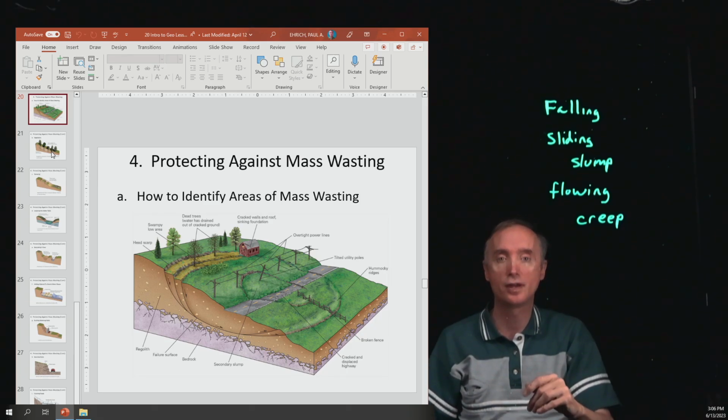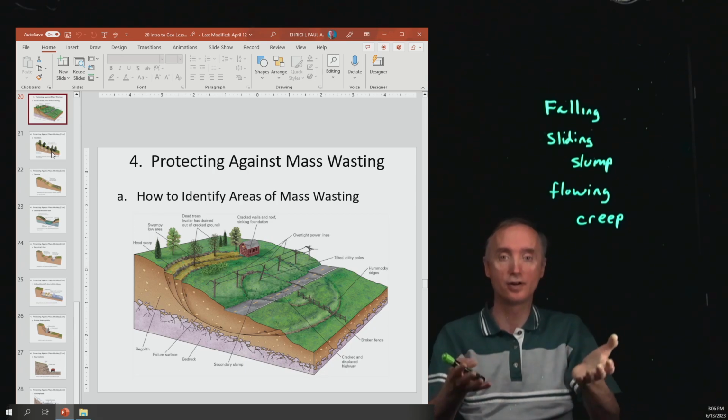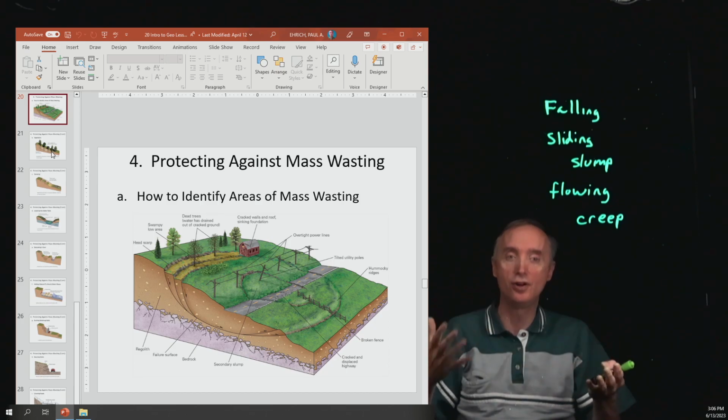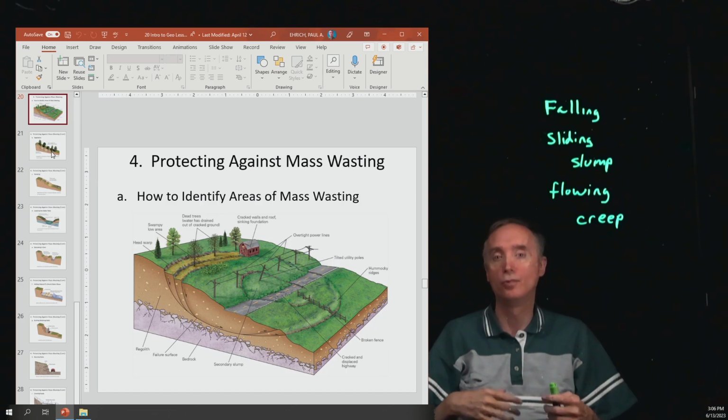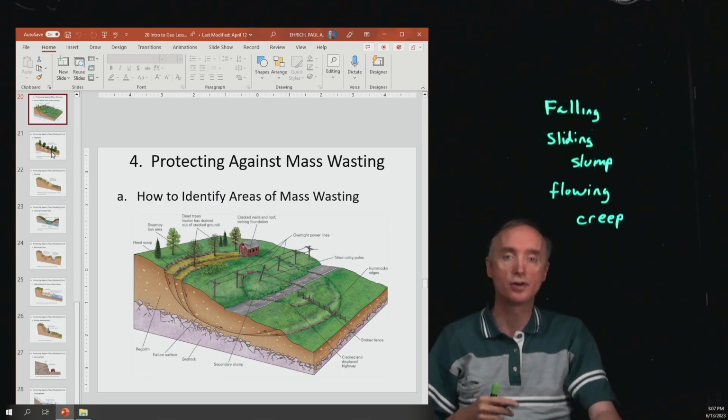So what would be some things that you could look for that would be telling you that mass wasting is occurring? Well, obviously, if you got this big pile of rocks in front of you on a road and they came from this cliff up here, then you know that for sure. But one that's really hard to see is creep. So how do you know that things are either slumping or creeping?